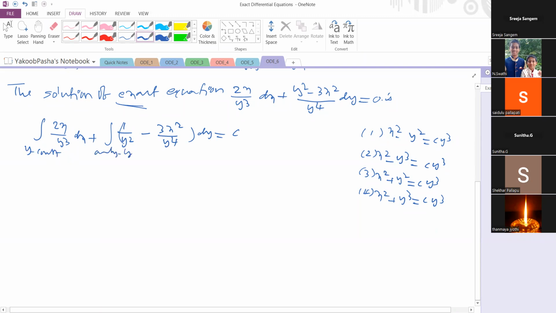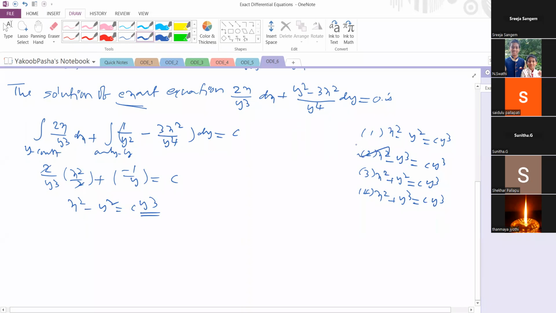So 2 by y cube is constant term, and integration of x is x square by 2, and integration of 1 by y square is minus 1 by y, is equal to c. Here 2 will be cancelled, and taking LCM y cube, x square minus y square is equal to c y cube. This is the general solution. So second option is the right option.